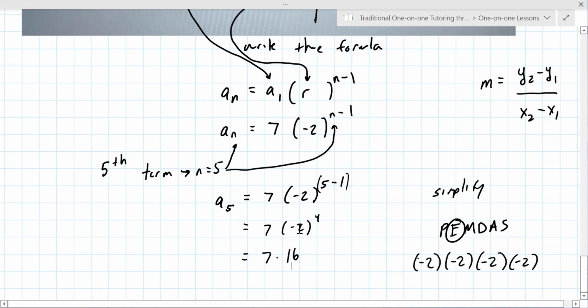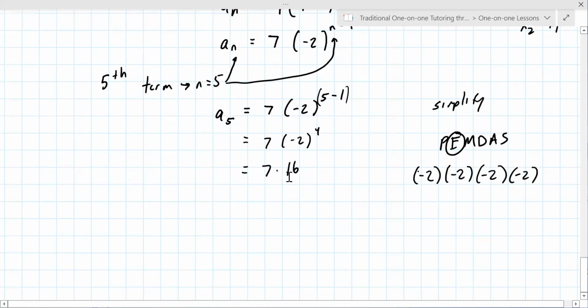It's very important that it's all the -2. It's not 2 and then negated. And then, if you have a calculator handy, you can calculate this. Looks like it's 70 plus 40, so 112. Okay. So that is the final answer. That's what the instructor is looking for.